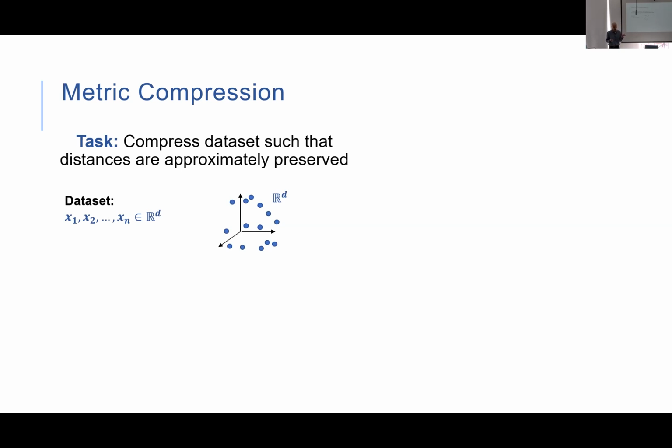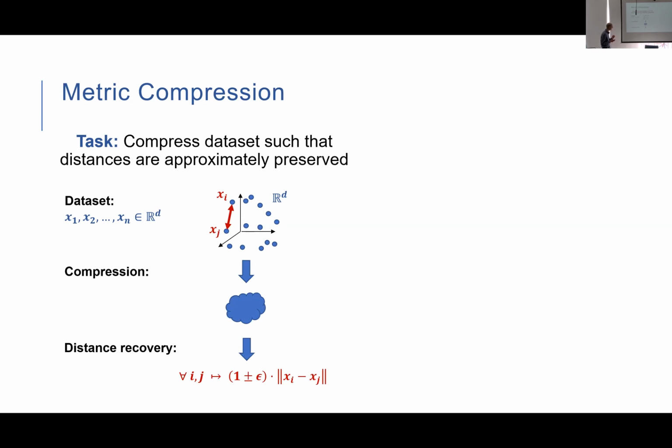We have n points in R to the D. This is the input. We need to produce some representation of this data. And this can be any bit representation that we want, as long as it has the property that given any two indices of points, or identifiers of points, we can recover the distance between them up to a bounded relative error of at most epsilon. And our goal is to minimize the bit size of this compressed representation. This is the definition of the problem.